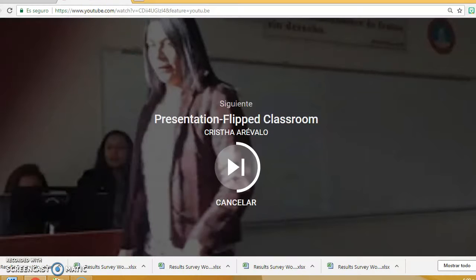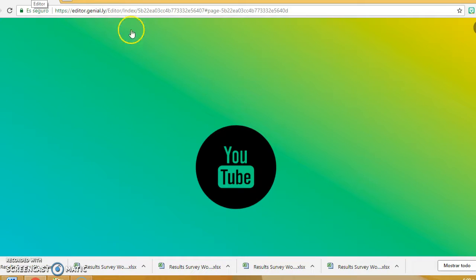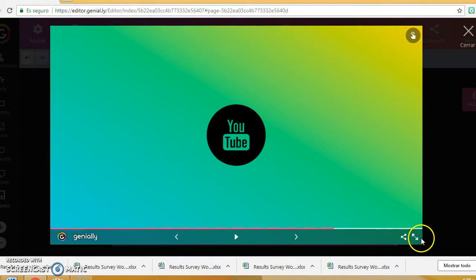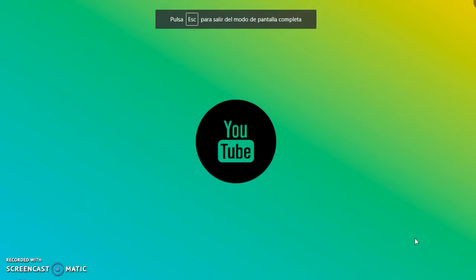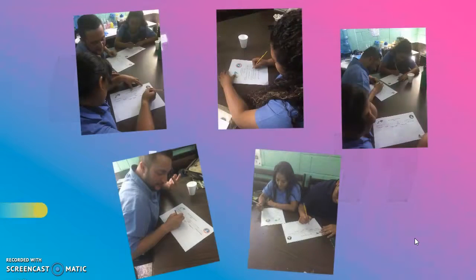Okay, so continuing with the presentation, then we had this little workshop at my workplace where all the English teachers were participating. As you can see in the pictures, they were filling out a lesson plan, and I was monitoring their work so they could perform it well. As you can see, all of the teachers were involved in this.